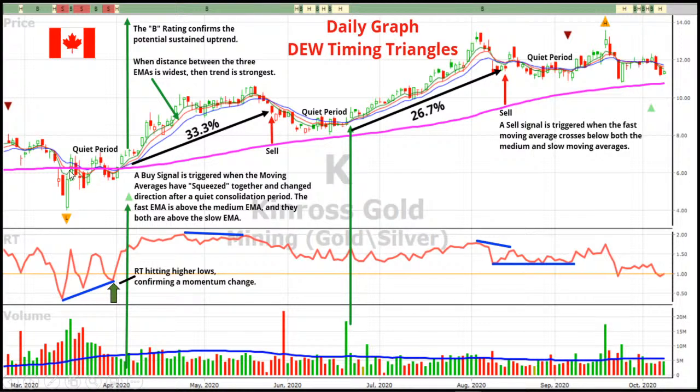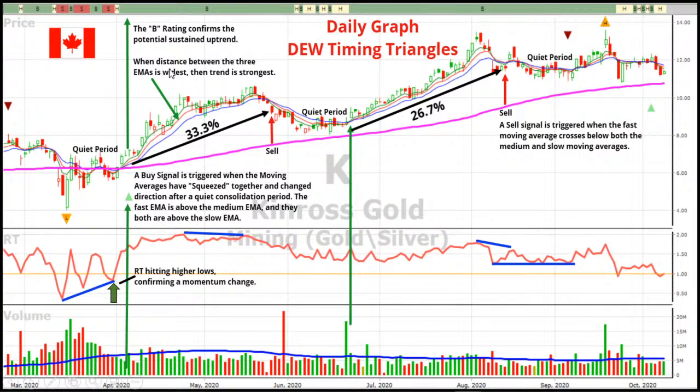But here's that quiet period. It doesn't look too quiet. It looks actually quite volatile. But the moving averages are telling us that price is settling down. The downtrend is weakening. New uptrend begins. Price crosses above the 50-day moving average, and you start to see that separation between those 3 moving averages. We also have a buy rating that confirms the potential sustained uptrend.